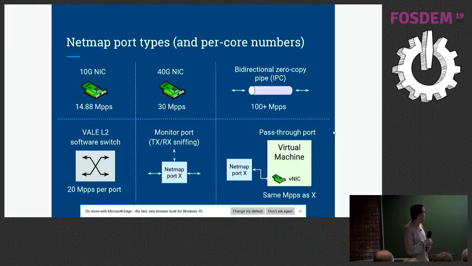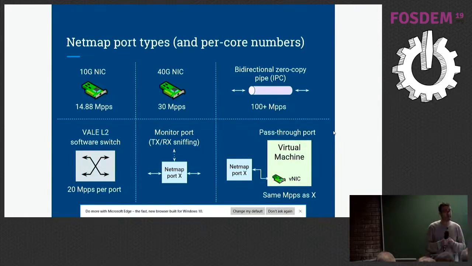We have also a software switch, which is designed for virtual machines. So by definition, with virtual machines, you want isolation between 2 virtual machines, which means that the switch must copy packets when transmitting from one port to the other port. And because of the Netmap API, the ability to work in batches, you are able to actually transmit 20 million packets per core per port.